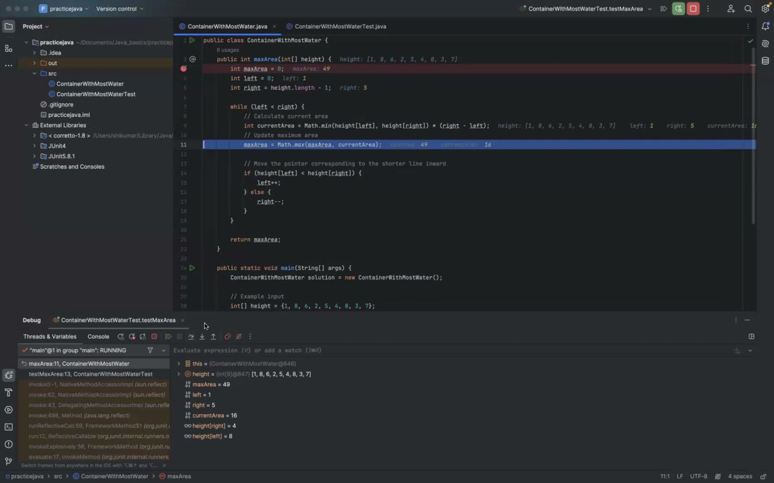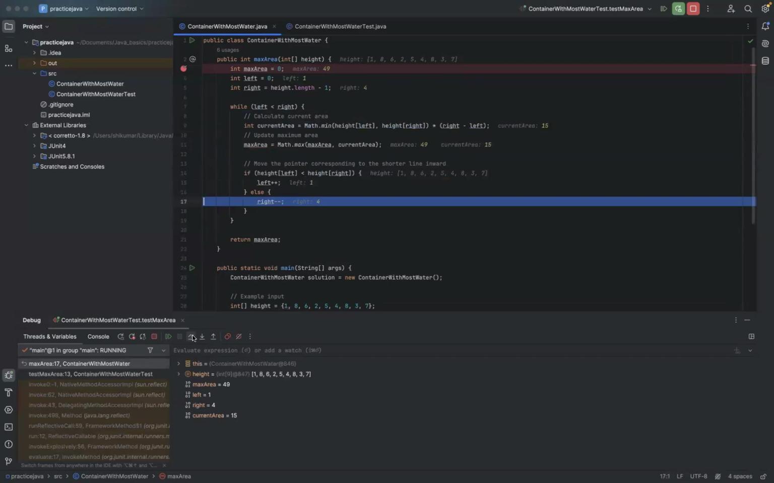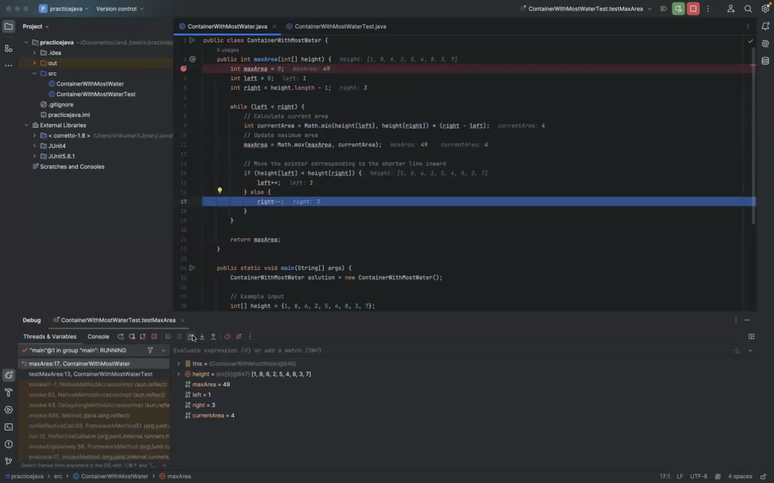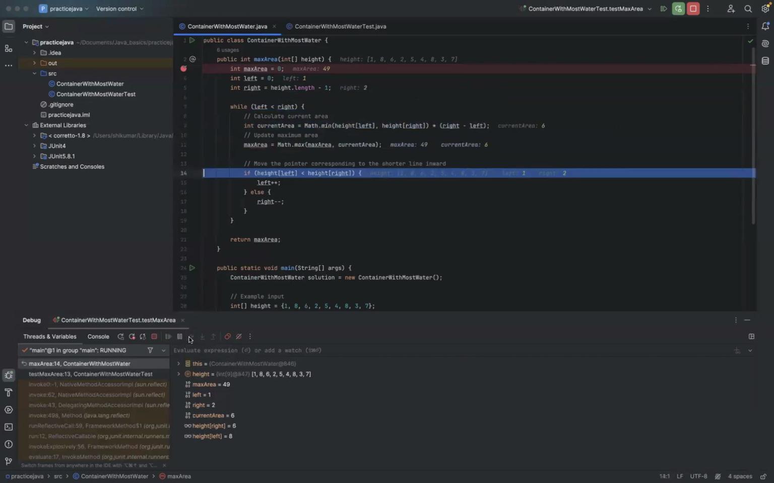Now max area is 49, so whichever is the maximum, we'll take that. You can see we will do it the same way. I think this is making sense. I'm going a bit fast here. At last, you will see left became 1, right became 2. Still, left is less than right, so this is true. This is the last iteration we will go through.